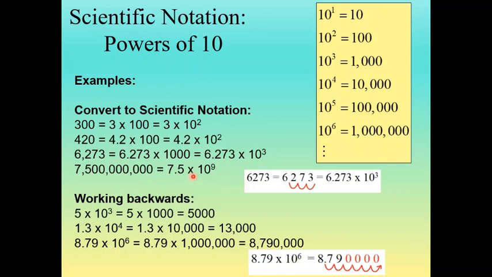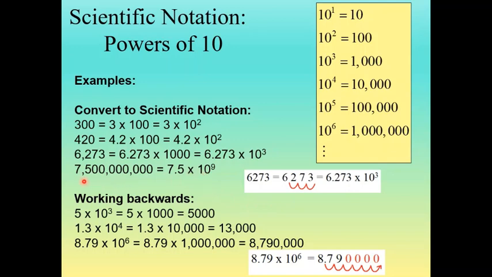Another way to think of this, if we go back to this number here, 6,273, one thing we can do here is, remember, we're going to put the decimal point after the 6, all right? We always put it after the first digit, and then we just count how many places we have to go over. So we count 1, 2, 3 to get to the end of the number, and that tells us that it's 10 to the third power.